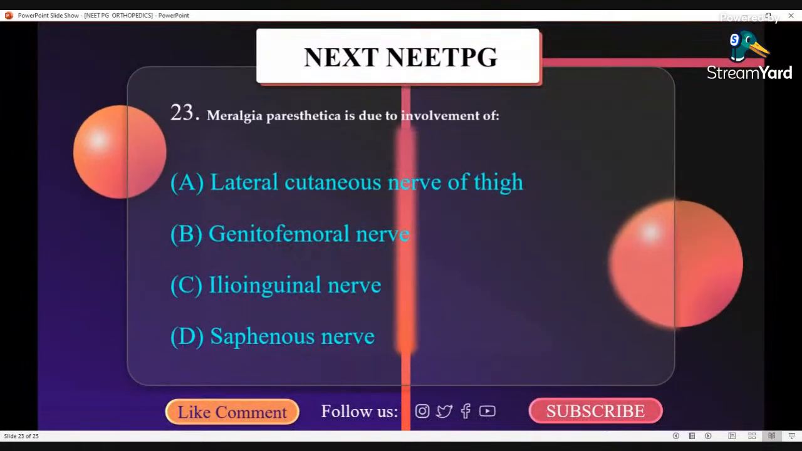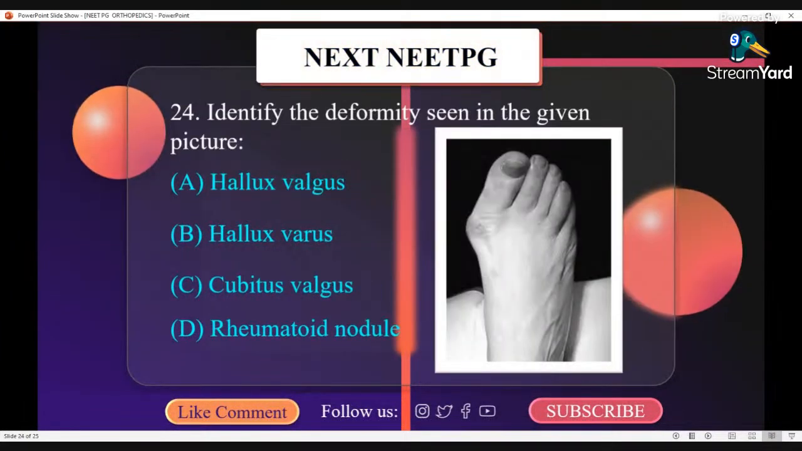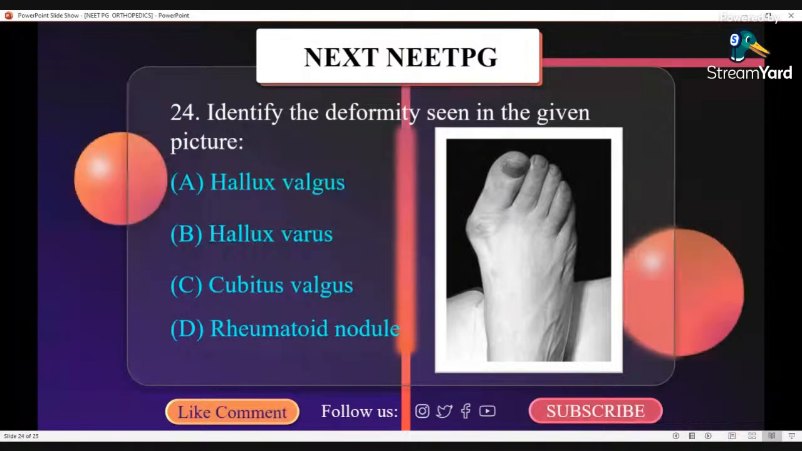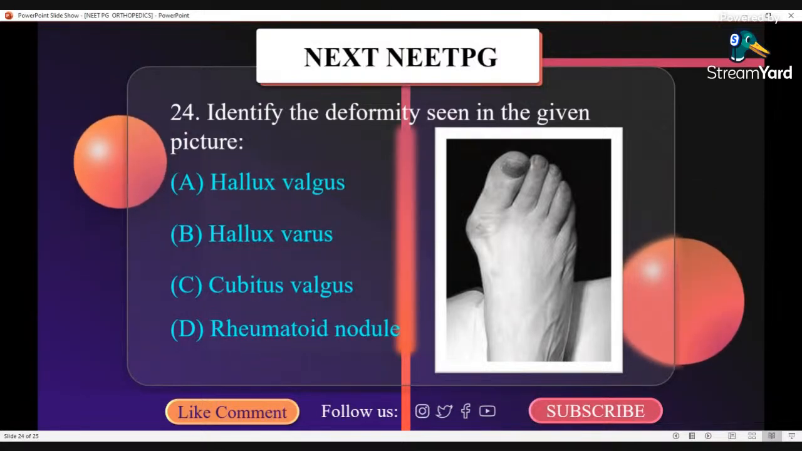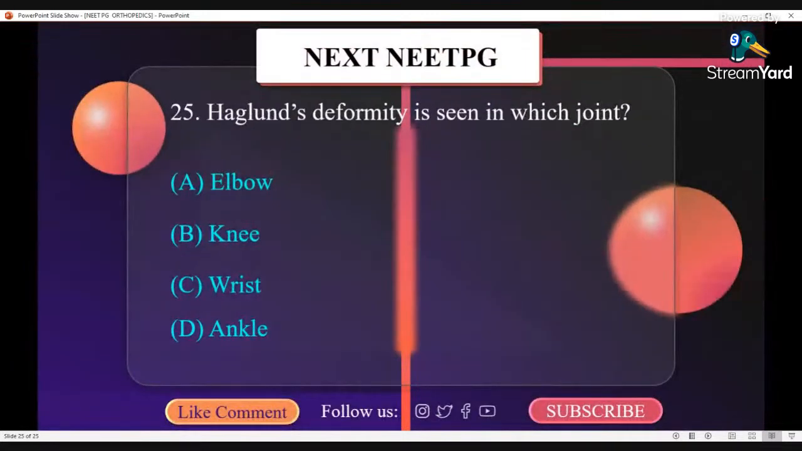Meralgia paresthetica is due to involvement of the lateral cutaneous nerve of the thigh. Deformity given in the picture: it is hallux valgus. Haglund's deformity is seen in which joint? It is seen in the ankle.